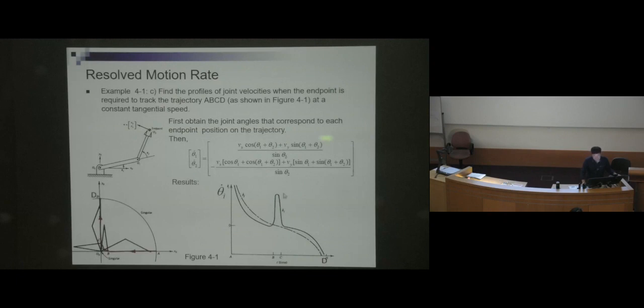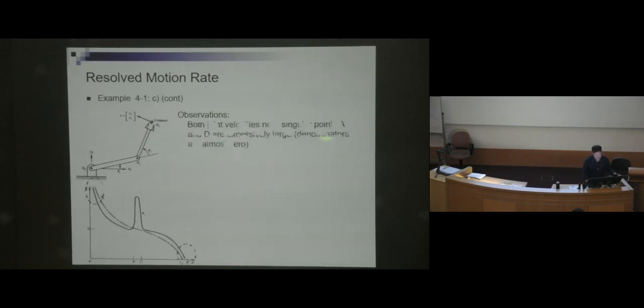So you have something that is actually interesting. You have an interesting phenomenon over here. The joint velocities near the singular points A and D are exceptionally large. The denominator is almost zero. And then the first joint velocity becomes excessively large between B and C. So this theta 1 dot actually becomes very large.